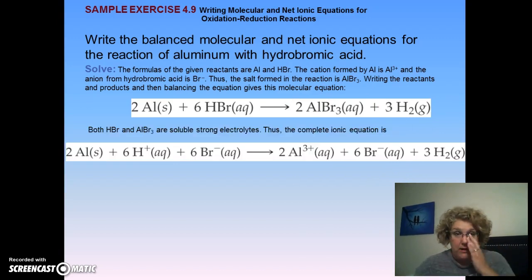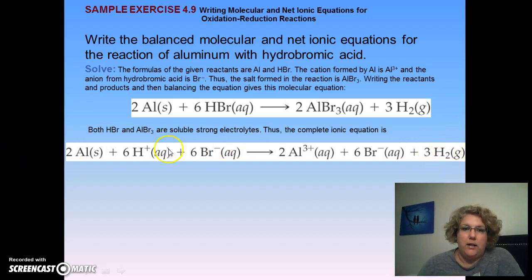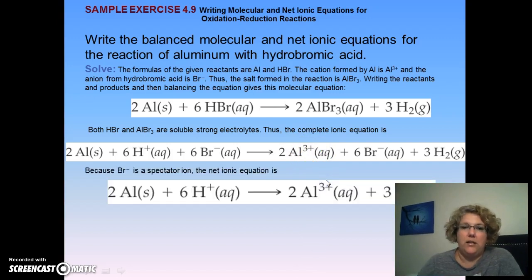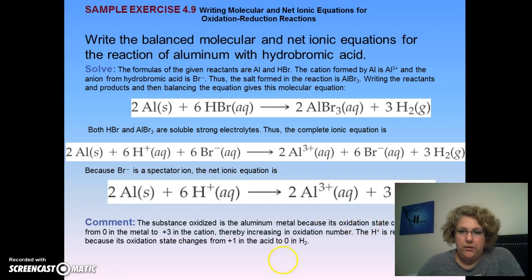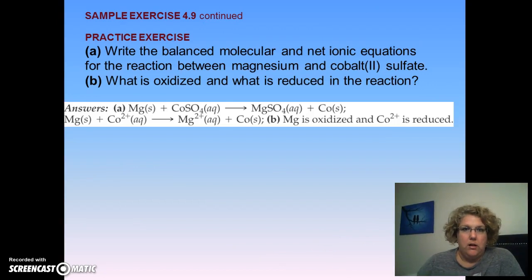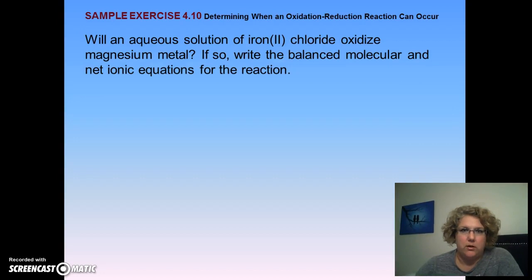So here is the complete ionic equation. Remember, you bust up your strong electrolytes. You leave the covalent stuff together, like the hydrogen here, but your soluble ionic compounds and your strong acids and bases, you bust up into ions. Make sure that it's balanced, make sure you show the charge and the state, and then for the net, you get to leave out the bromine ions because they didn't do anything. All right. Okay, so we'll do this one in class. It's kind of hard to talk you through it.